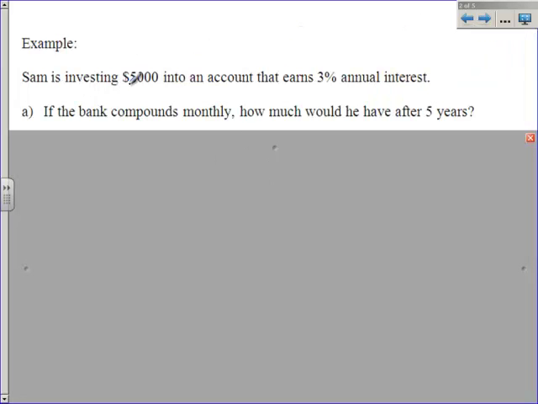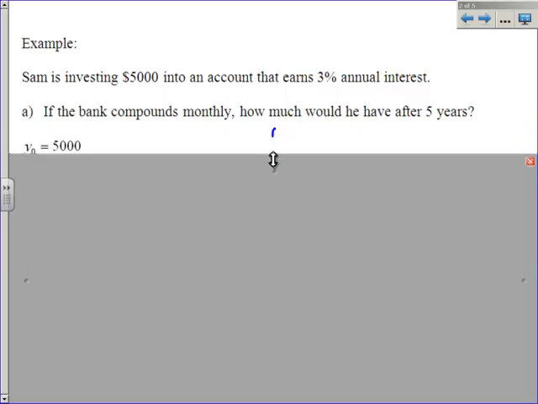All right, Sam is investing $5,000 into an account that earns 3% annual interest rate. If the bank compounds monthly, how much would he have after 5 years? All right, so let's identify some things. What does that 5,000 represent? And what's the 3%? And the compounds monthly, what does that mean? And of course the 5 years.